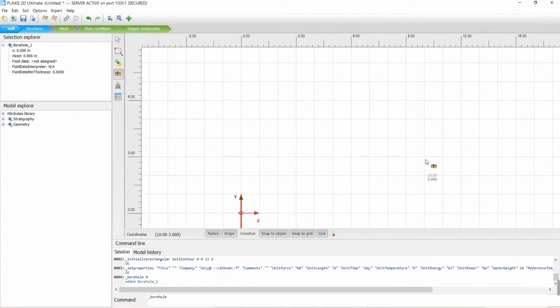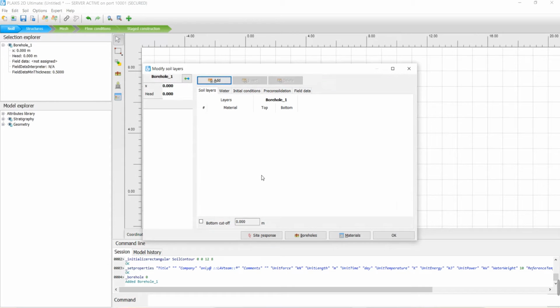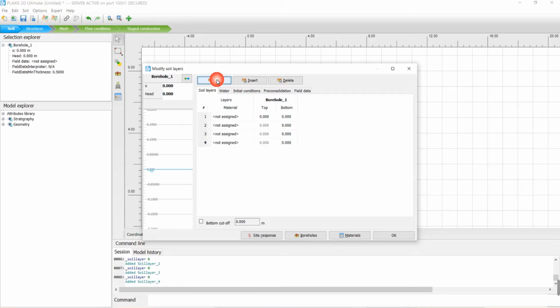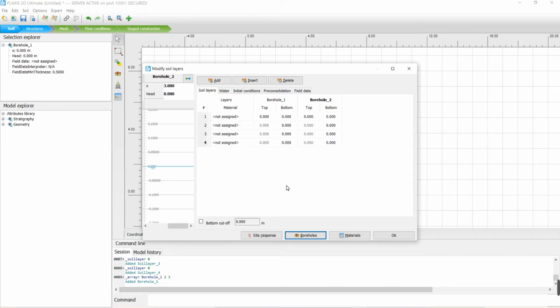Hello everyone, in this video we are talking about the system of borehole procedure, okay? If you are in Plaxis 2D and you are creating a borehole, you will have one borehole with a different system of layers. But what happens if you need another borehole? You go to Add and give the distance between your first borehole and the next borehole, and make it okay.